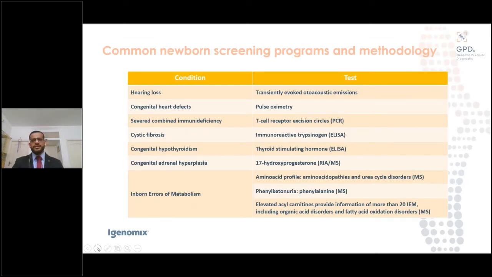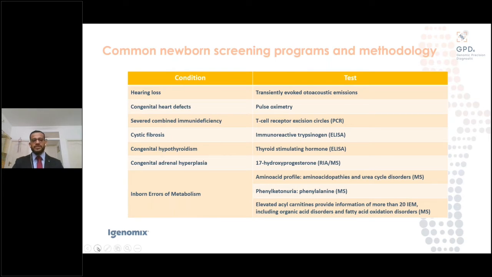There are conditions identified in the newborn screening program not through these biochemical tests, but by other methods. For example, hearing loss in infants is identified by universal newborn hearing screening, which includes measurement of otoacoustic emissions, or AABR, where automated auditory brainstem response is measured. Congenital heart defects can be identified by using pulse oximetry. Severe combined immunodeficiency, otherwise called SCID, is identified by using T cell receptor excision circles or TRECs, which is a PCR-based technique. Cystic fibrosis is identified by high levels of immunoreactive trypsinogen, identified by ELISA.